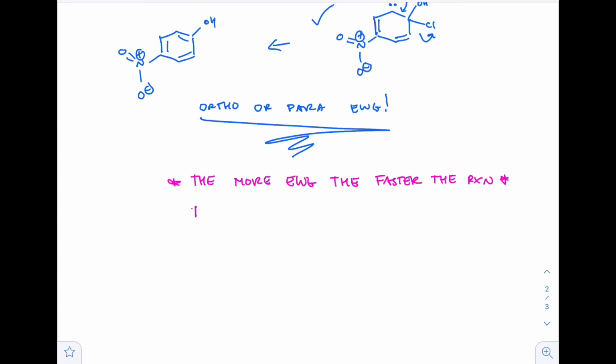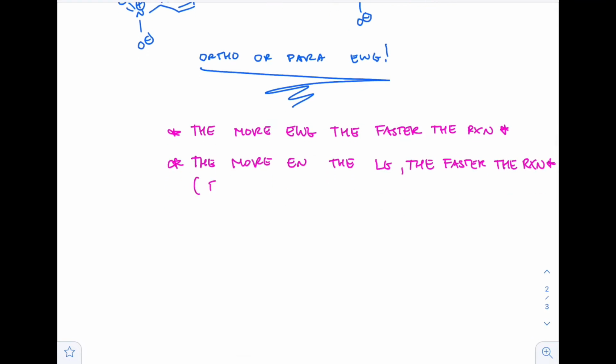And this makes sense, of course, because it's stabilizing the negative charge, i.e. the intermediate. And so if we have more electron withdrawing groups on there, we're actually stabilizing that charge even better, right? It's going to help neutralize that negative charge, making it more stable. And so that's going to lower the energy of the transition state and make the reaction move faster.